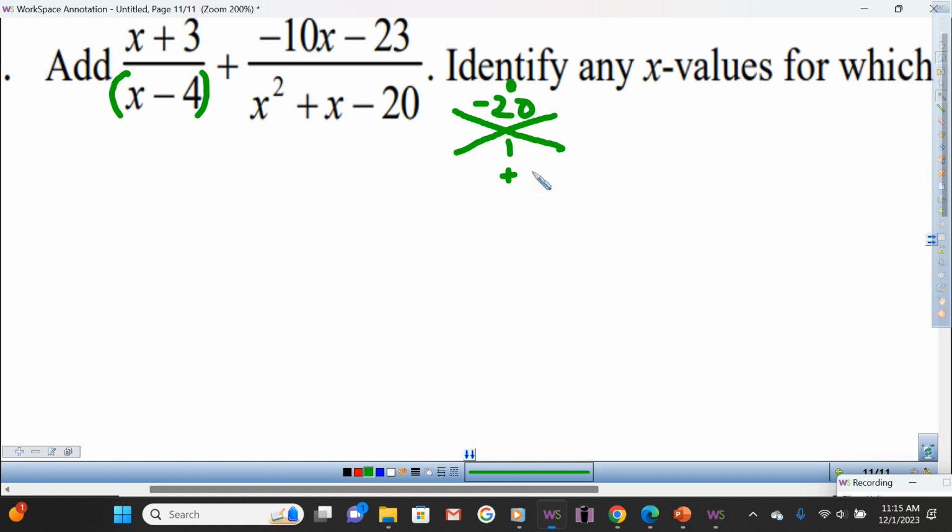So, what two numbers, when you multiply them, give us negative 20, then when you combine them, give us 1? What are those two numbers? Noah, numbers. 5 and negative 4. That is correct. So my factors are x plus 5, x minus 4.